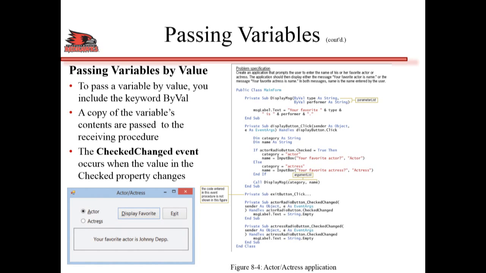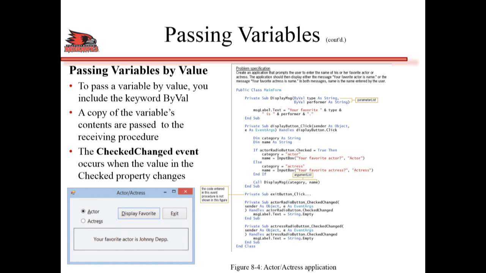So then you have the display button click event, and in the display button, if the actor radio button is checked, then the category is actor and the name is just whatever the user enters once the input box comes in, which asks for a favorite actor or favorite actress. Now after that we call the DisplayMessage procedure. Now you have this argument list, category and name, which were already defined. So category can be either actor or actress, and the name is whatever the user input to the procedure.